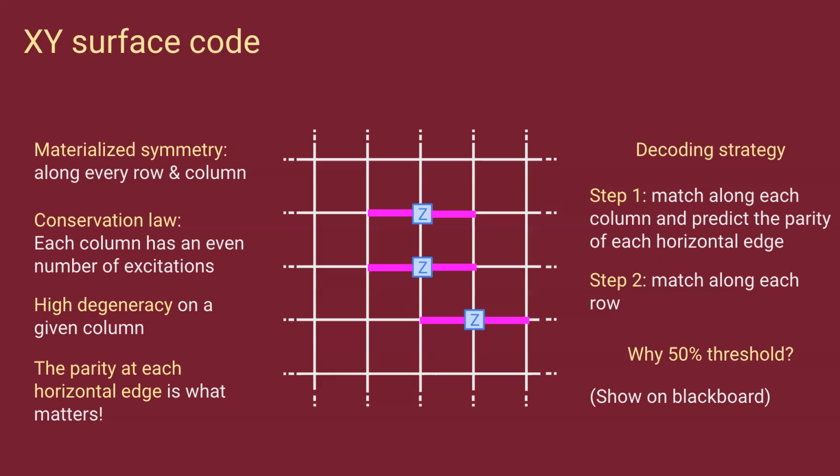Why does it have a 50% threshold? Because at each step we have repetition codes, and I could show the equation, the bounds on the success rate, to show that whenever we have this type of multi-step decoding strategy with the repetition code at each step, then at the end we get the 50% threshold.